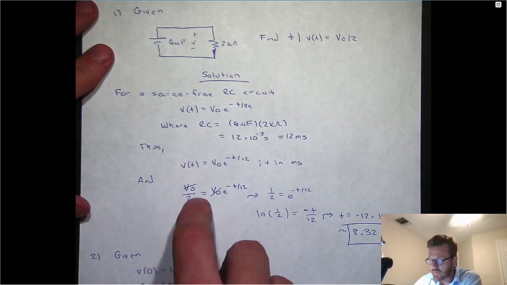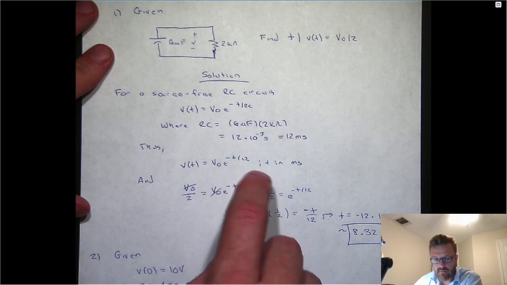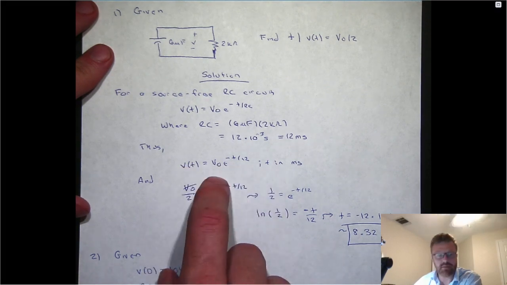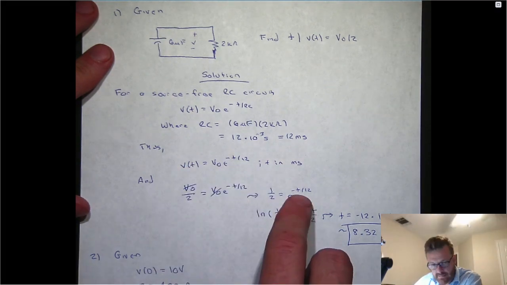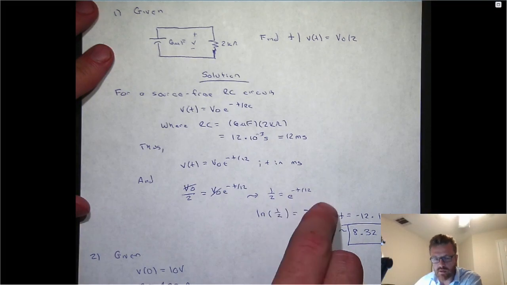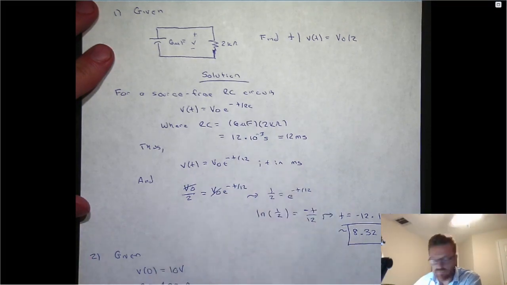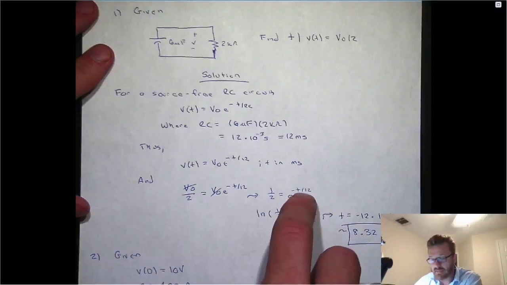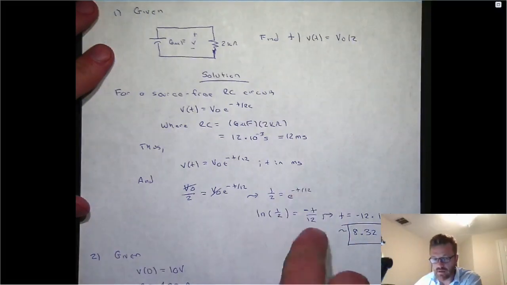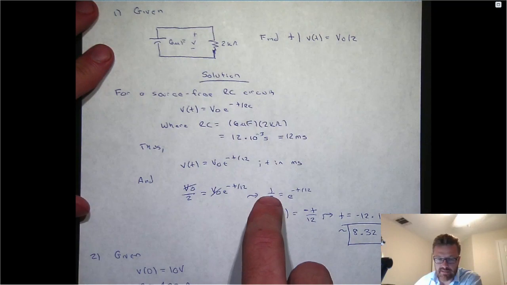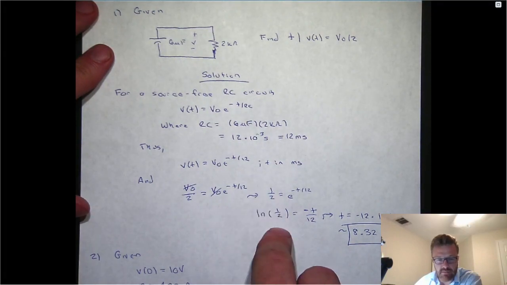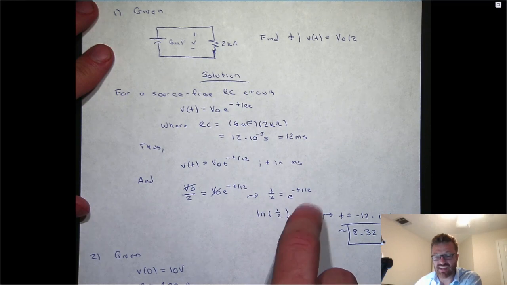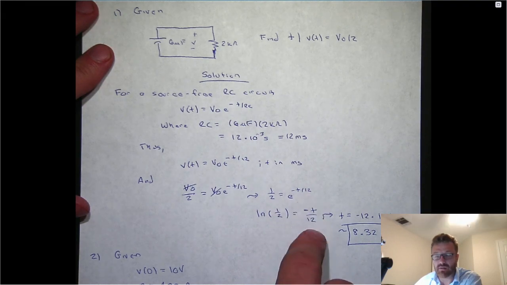So if V naught over 2 equals V naught e to the minus t over 12, you can cancel that V naught. And basically what you're looking for is the t that makes e to the minus t over 12 equal 1/2. Well, how would you find that? You're trying to solve for a t that's in the actual argument of the exponential function. So you need to take the natural log of both sides. When you take it of the left side, natural log of a half is just a number. When you take it to the right side, natural log of the exponential function is just going to give you the argument, minus t over 12.